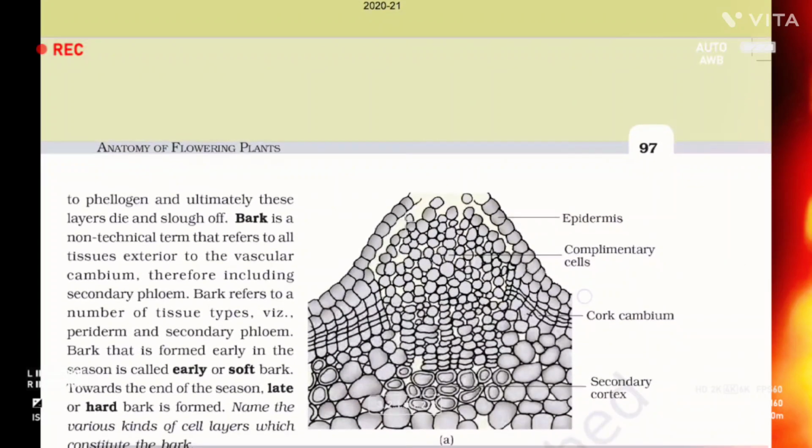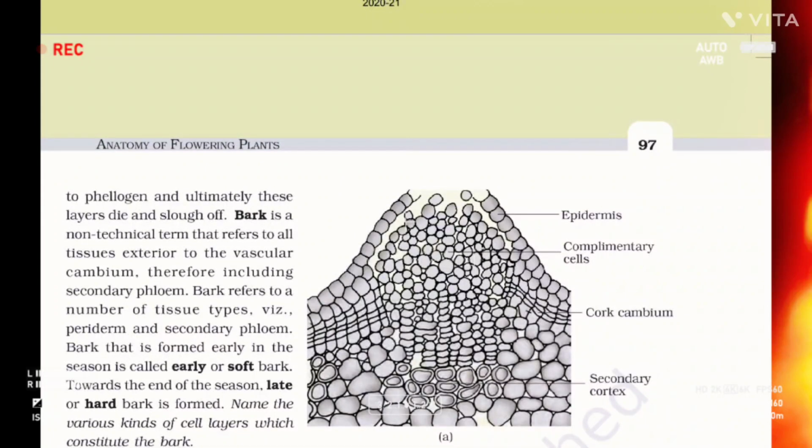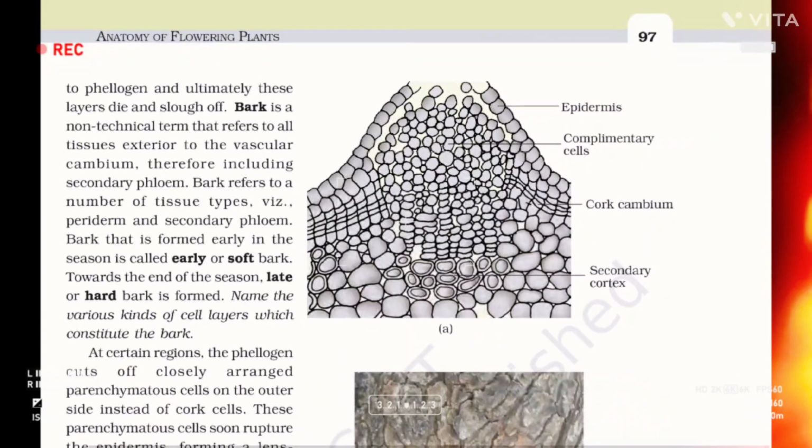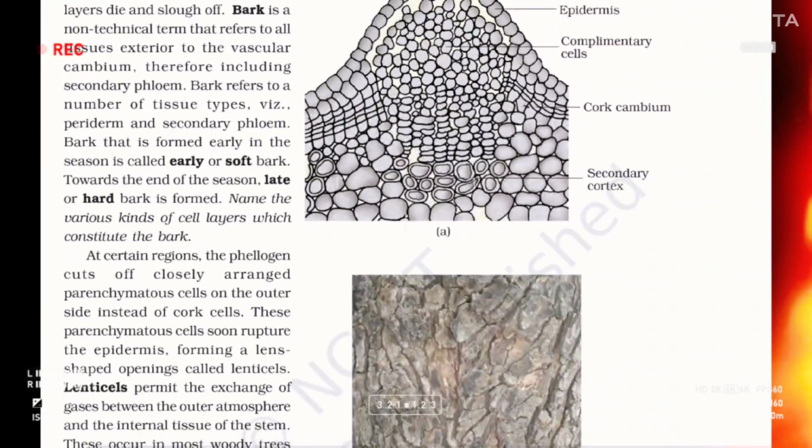Bark is a non-technical term that refers to all tissues exterior to the vascular cambium, therefore including secondary phloem. Bark refers to a number of tissue types, including periderm and secondary phloem. Bark formed early in the season is called early or soft bark. Toward the end of the season, late or hard bark is formed.